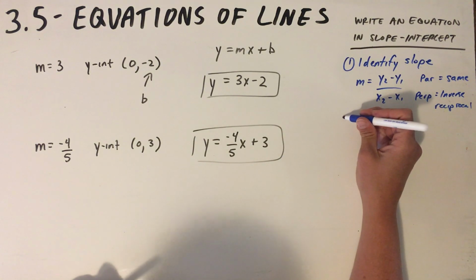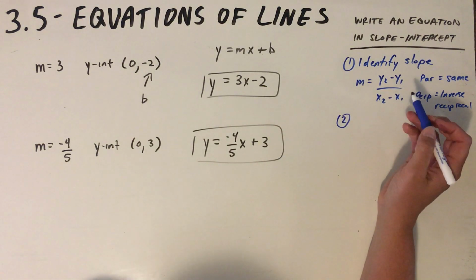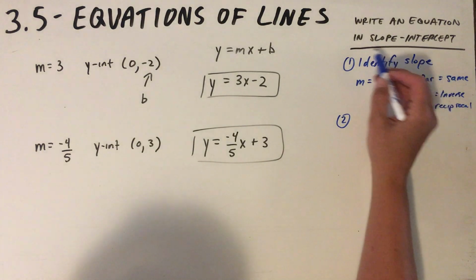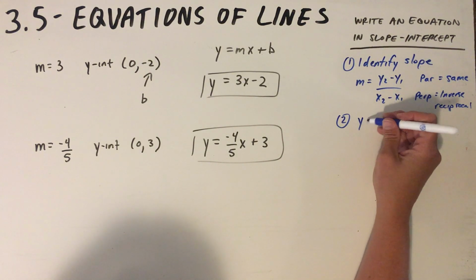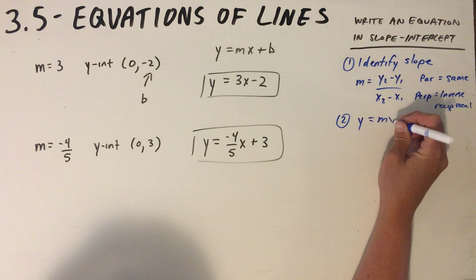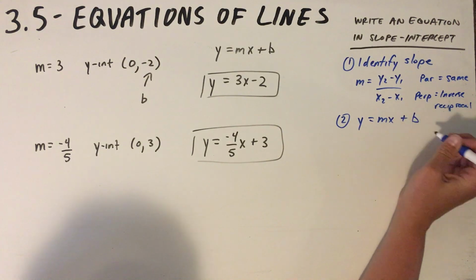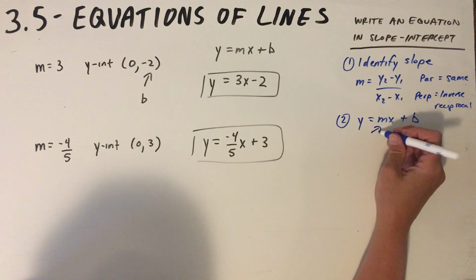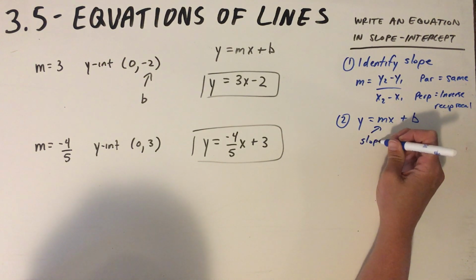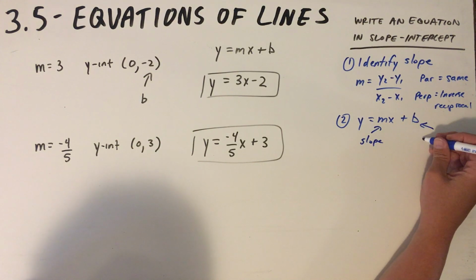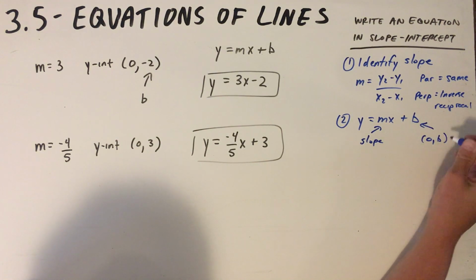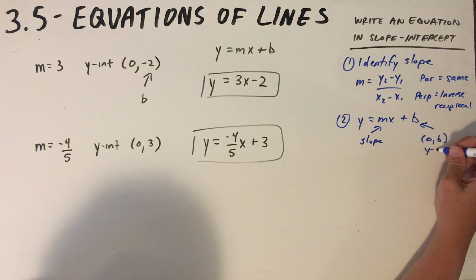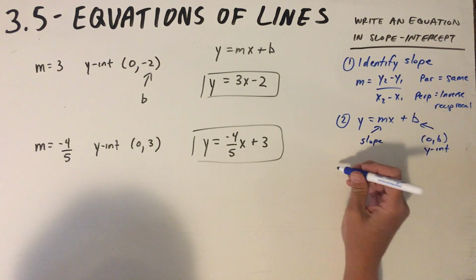The second step is that I'm going to be writing the equation in slope-intercept form. They're asking for it in slope-intercept form, so I need to know what slope-intercept form is. Slope-intercept form is y equals mx plus b, where m is equal to the slope, and b is equal to the y-intercept. So we're using y equals mx plus b.